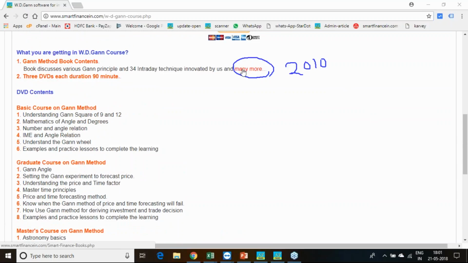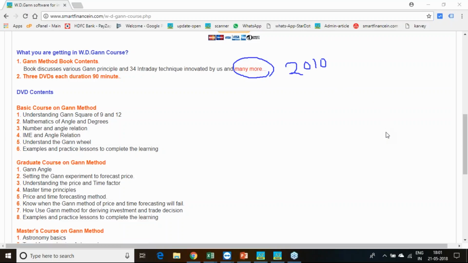Besides that, various concepts are explained in the book. There is a number and angle relationship, there is a number and time relationship, and we always establish some relationship between those things. That is what the Gann study says.